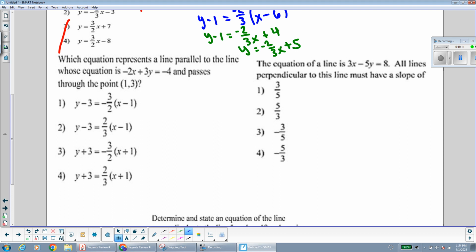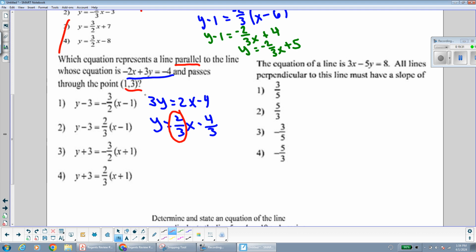We need parallel to this line. So first I'm going to solve for y. So we have 3y is equal to 2x minus 4. Divide everything by 3. 2/3 x minus 4 over 3. So our slope is 2/3. Parallel, so same slope as this one.